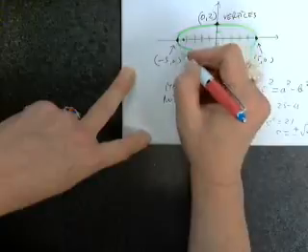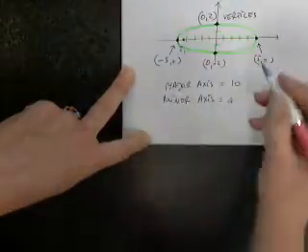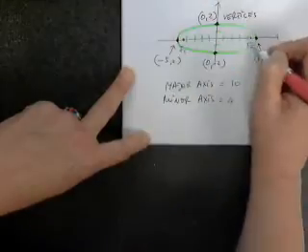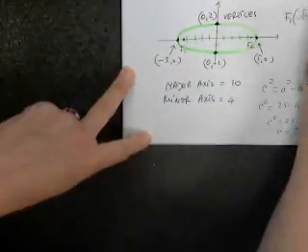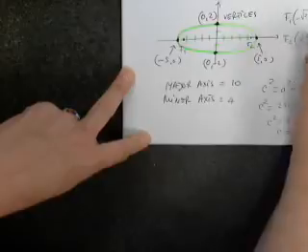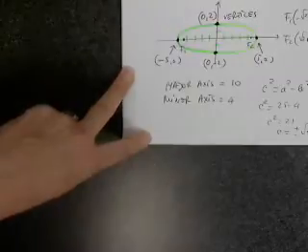So here will be F1, and here will be F2. The coordinates of F1 will be negative the square root of 21, 0. The coordinates of F2 are the square root of 21, 0.